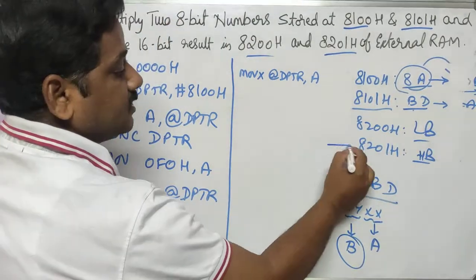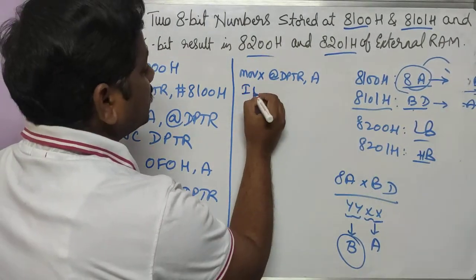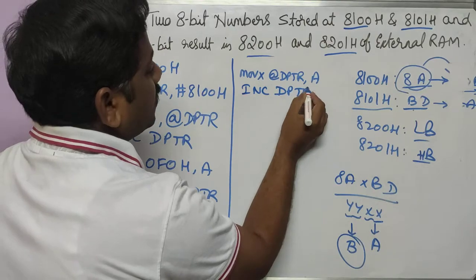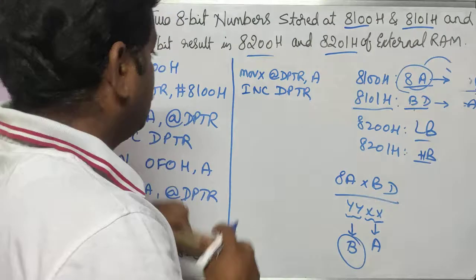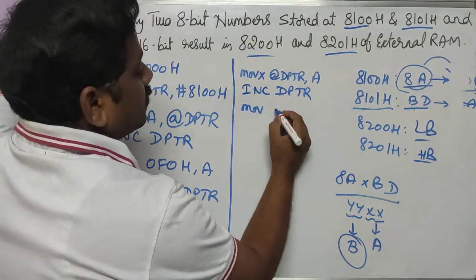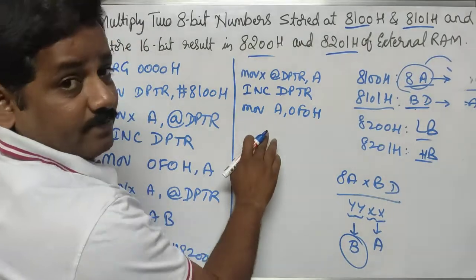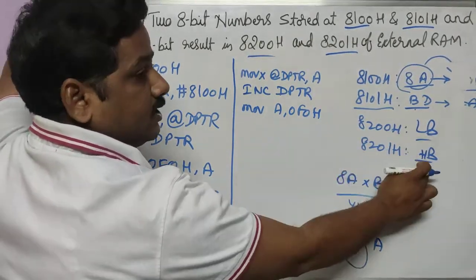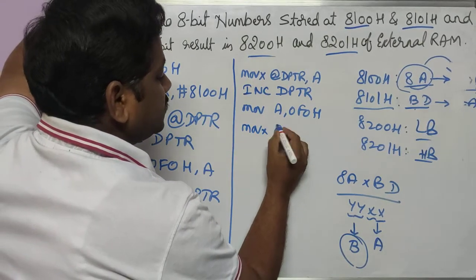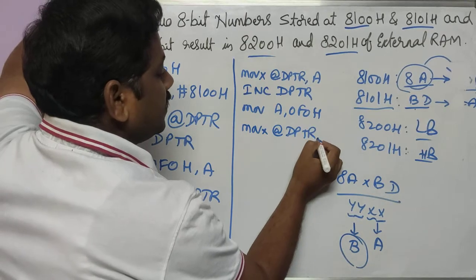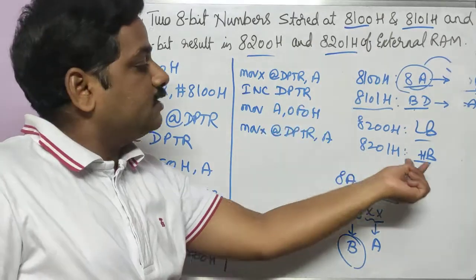So first let me increment the dptr so that I can put that into 8201. So increment dptr, and then take this content. We have that higher byte in B. Take it into A. So MOV A, 0F0H. So from B I will take it into A. Okay. So from A I can put it here. So the higher byte is taken into the accumulator. Then I will put it with MOVX @dptr, A. So I get that higher byte into 8201 because it is already incremented here.